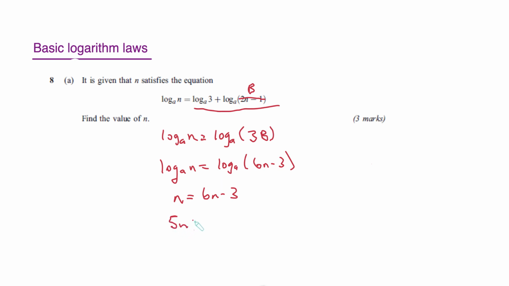If we collect the n's on one side and the numbers on the other side, we should get n equals 3/5. Okay, so if I just split that here, it's a logs question and then it's a linear algebra question.